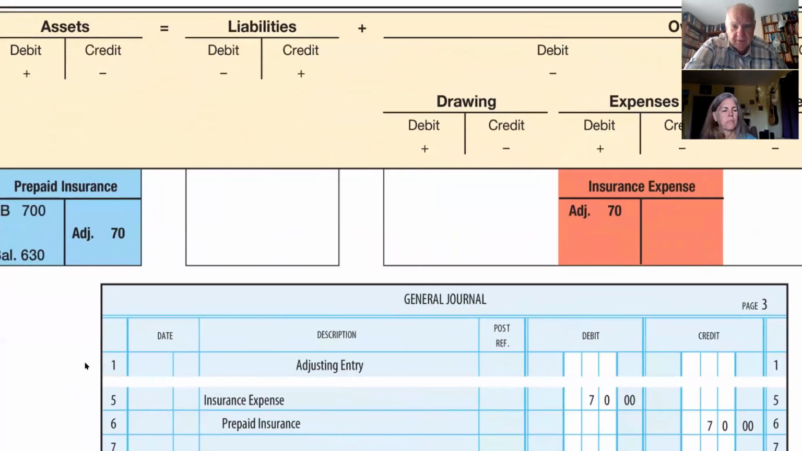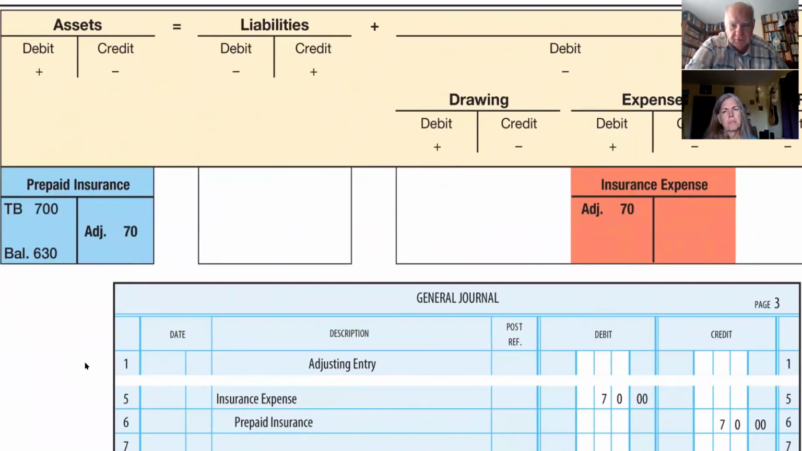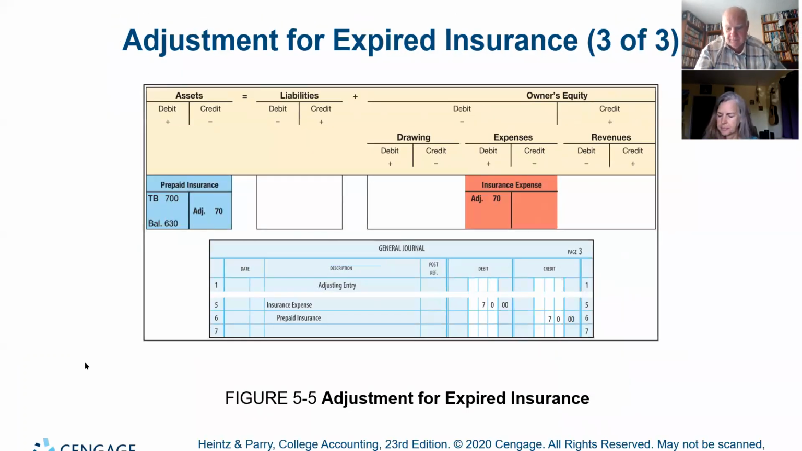And again, don't get scared by the journal entry. It's not that tough. You debit insurance expense and you're crediting that asset. That asset is now only worth $630 at the end of the first month. And you're going to do this 9 more times to get the prepaid insurance down to 0. And the insurance expense is going to go up 70 each month.